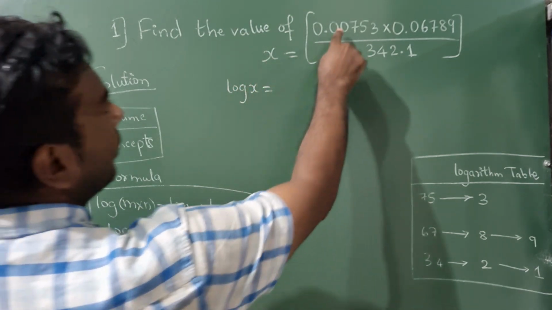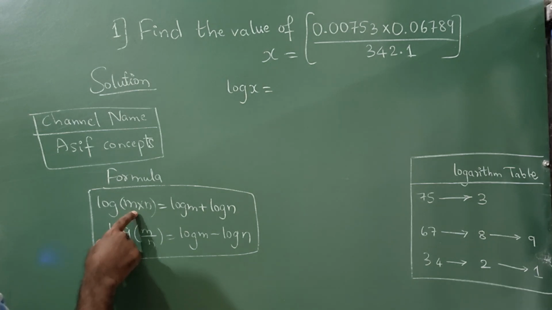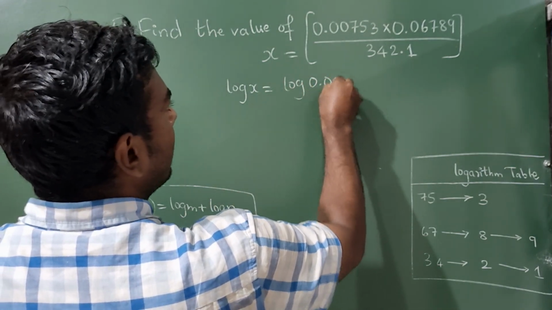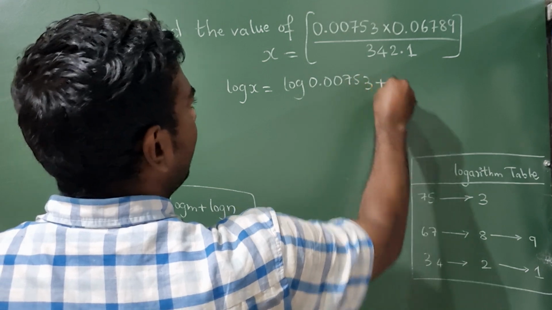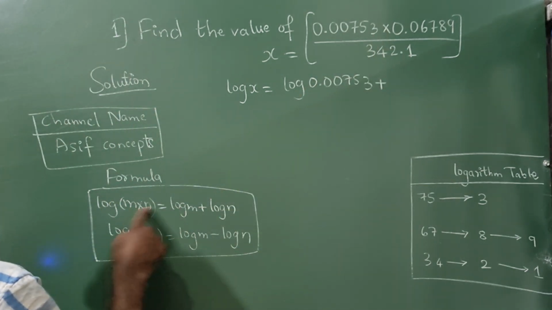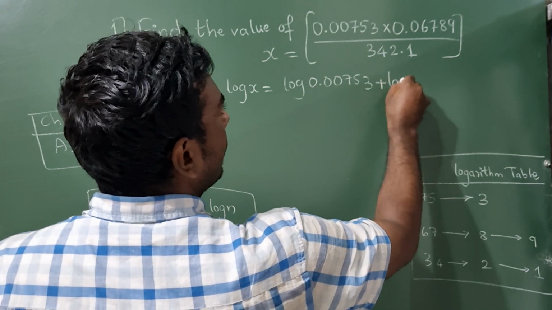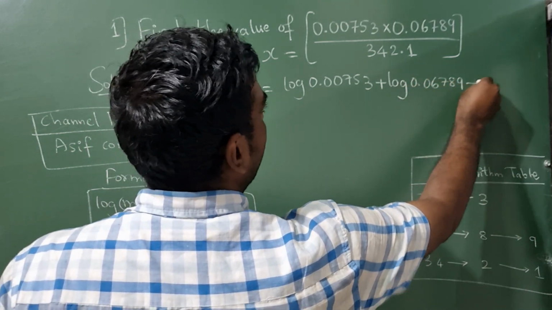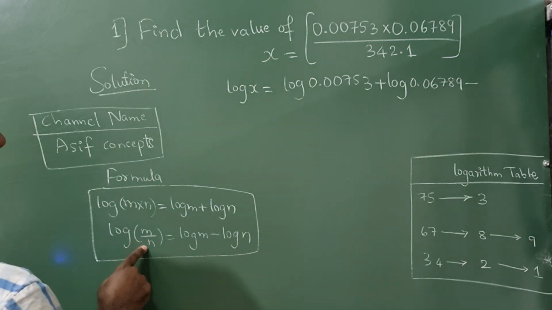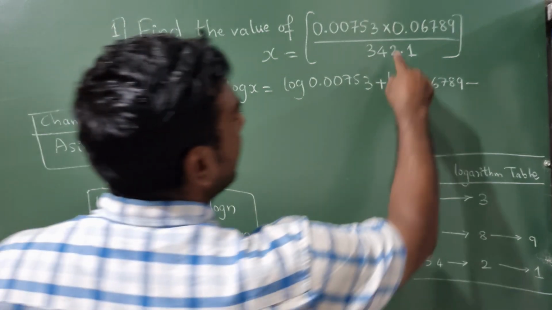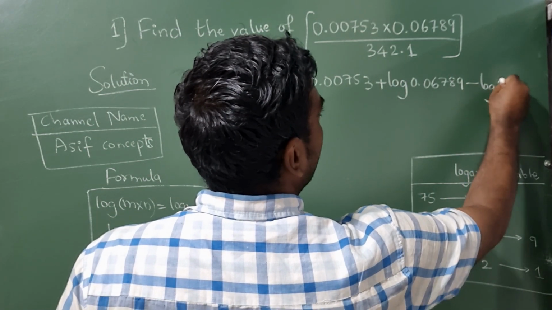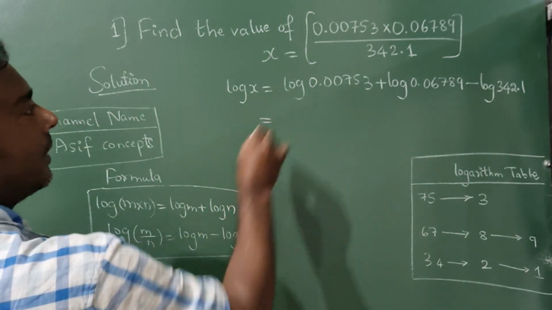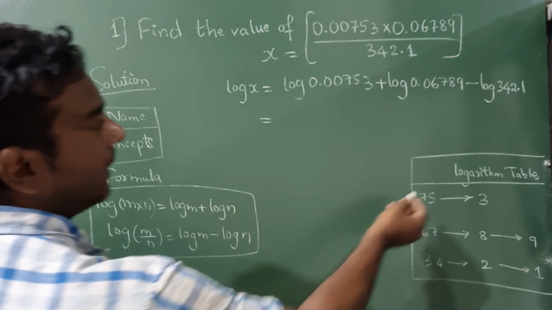Log x is equal to the numerator part. I am going to apply this formula, that is log 0.00753 plus, into means there is a plus here according to the formula, log of 0.06789 minus, because if it is in the denominator you should write minus. So minus log of 342.1.